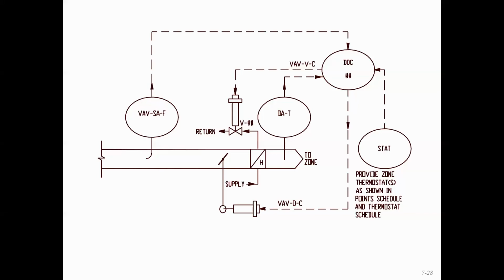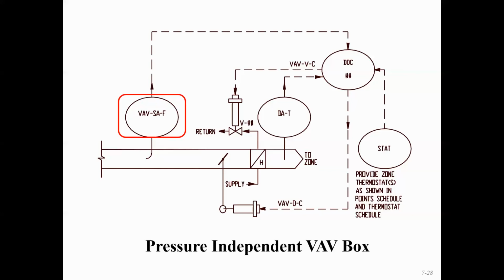So now we're down in the zone distribution, and even though schematically there's a lot being represented here, we can recognize this as a pressure independent VAV box, and I circled the flow reading here because that's really the clue that we're not looking at a pressure dependent box, but that we have these pressure pickups that can be translated into flow and are fed to the DDC controller so that it can modulate the damper and maintain constant flow.